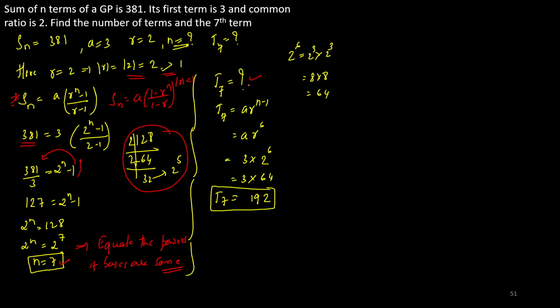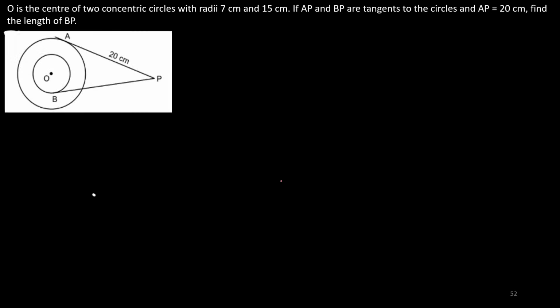Now T7 is equal to how much? T7 equal to a into r to the power of n minus 1. So a into r to the power of 6, r I know, a I know, substitute and find out the value of T7. I hope this is clear. Now tell me what is the answer for this. So here what I do, children, I will drop a radius at the point of contact, and I will join OP.